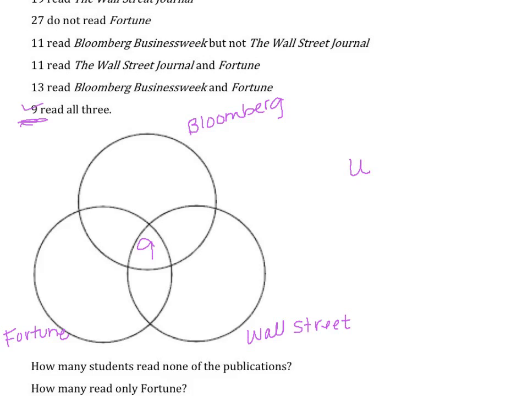13 read Bloomberg Business Week and Fortune. So we have to go to where Bloomberg and Fortune meet, but we have to take into consideration the 9 that already exist in this kind of semicircle. So 13 minus 9 is 4 who read Bloomberg and Fortune. 11 read the Wall Street Journal and Fortune. So we go where Wall Street and Fortune meet, so there are 11 here, but we already have 9 that are already reading both, but including Bloomberg. So that would give us 2 in this category. And this one is done.